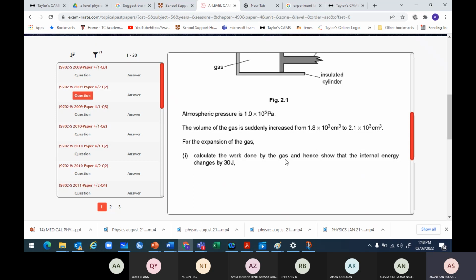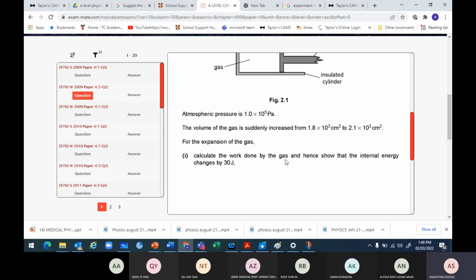How do you find the work done? It's the pressure, 1 times 10 to the power of 5, multiplied by the change in volume, right? So 2.1 minus 1.8. But it's in centimeter cube, so you have to convert to meter cube to find the energy. Okay, this is okay, this question. If you never get 30, you can check back. Maybe the conversion is wrong. So you should get 30.